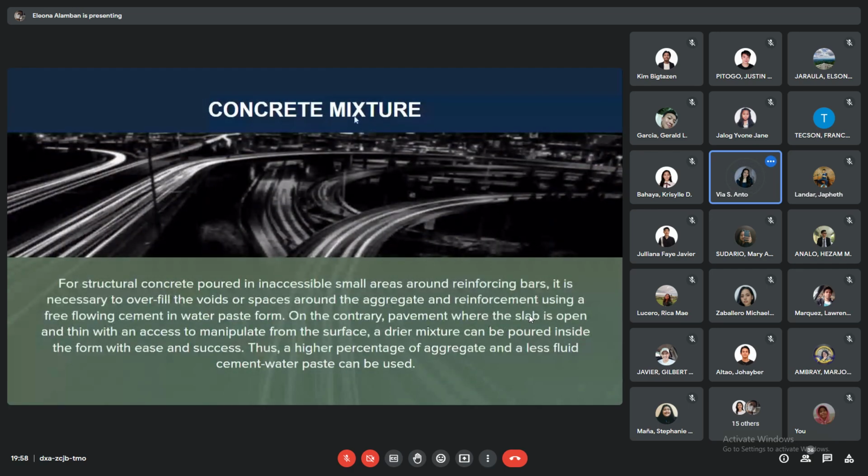Next. So, concrete mixture. For structural concrete poured in accessible small areas around reinforcing bars, it is necessary to overfill the voids or spaces around the aggregate and reinforcement using a free-flowing cement in water-phase form. On the contrary, for pavement where the slab is open and thin with access to manipulate from the surface, a drier mixture can be poured inside the form with ease and success. Thus, a higher percentage of aggregate and a less fluid cement water paste can be used.